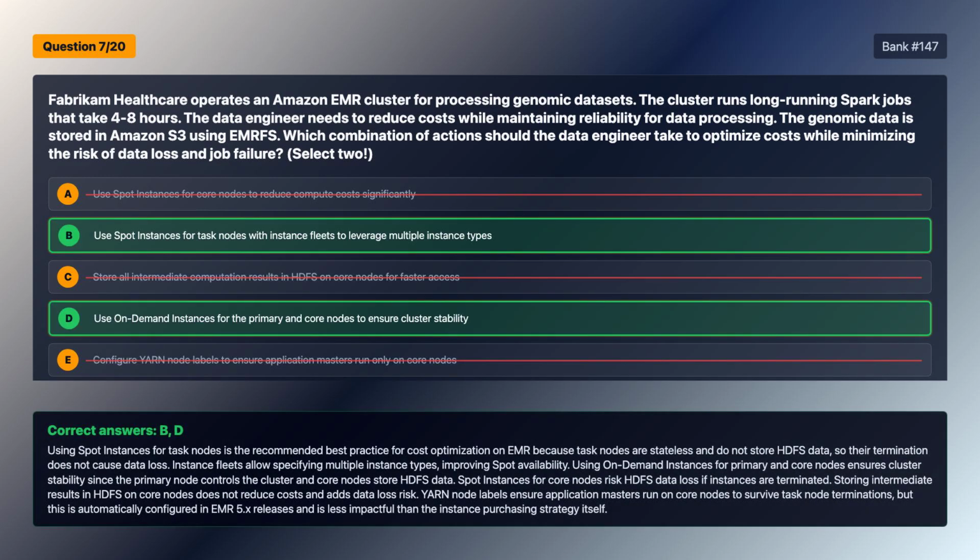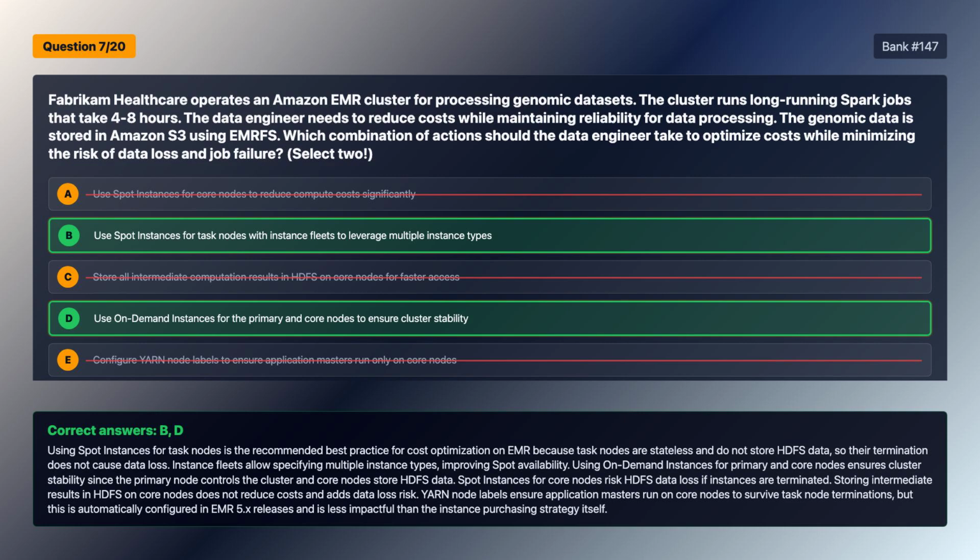The correct answers are Option B and Option D. Using spot instances for task nodes is the recommended best practice for cost optimization on EMR because task nodes are stateless and do not store HDFS data, so their termination does not cause data loss. Instance fleets allow specifying multiple instance types, improving spot availability. Using on-demand instances for primary and core nodes ensures cluster stability, since the primary node controls the cluster and core nodes store HDFS data. Spot instances for core nodes risk HDFS data loss if instances are terminated.